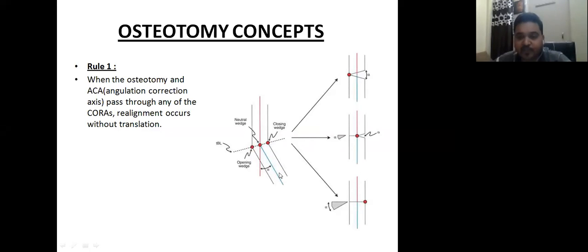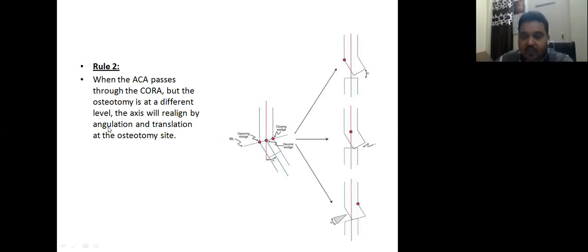As you can see in the picture, this is the deformity. We have planned an opening wedge osteotomy, and after the opening wedge osteotomy, at the final correction, we will get a straight bone without any translation. So this is rule number one. When the osteotomy and the angulation correction axis pass through the CORA, that means they are on the same line, then after correction of the full deformity, we will get a straight bone.